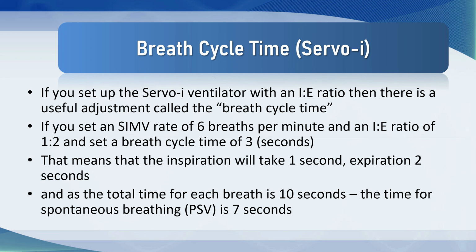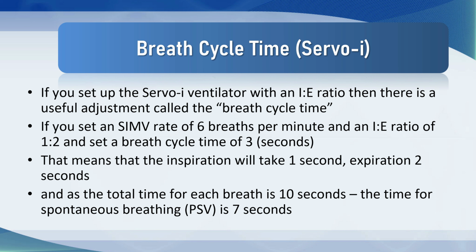This means that the inspiration will take 1 second, the expiration will take 2 seconds. So that's the full breath cycle time. You could adjust that and give them a longer inspiration or longer expiration, but the I/E ratio is 1:2. So it's a way of setting in an inspiratory time and an I/E ratio at the same time. Okay, so now we have 3 seconds for our breath.